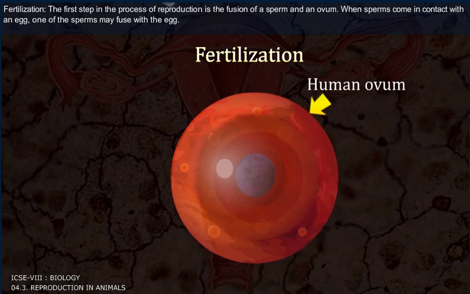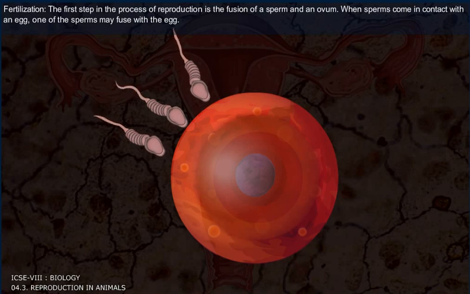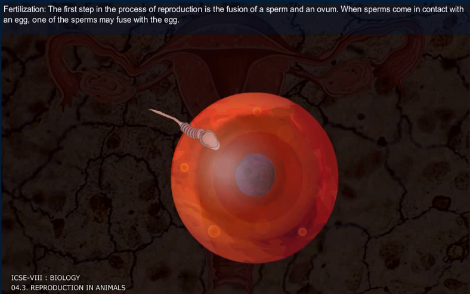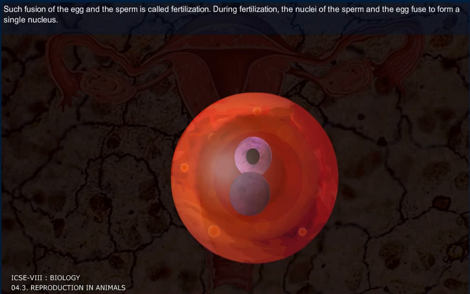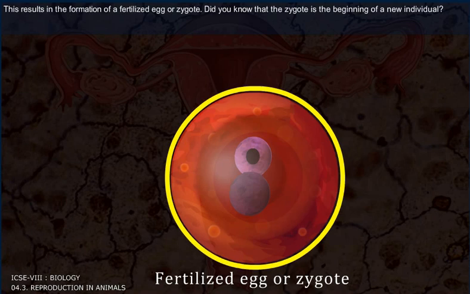Fertilization. The first step in the process of reproduction is the fusion of a sperm and an ovum. When sperms come in contact with an egg, one of the sperms may fuse with the egg. Such fusion of the egg and the sperm is called fertilization. During fertilization, the nuclei of the sperm and the egg fuse to form a single nucleus. This results in the formation of a zygote.